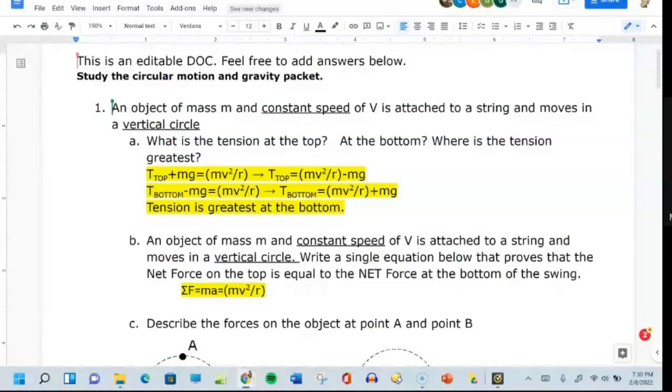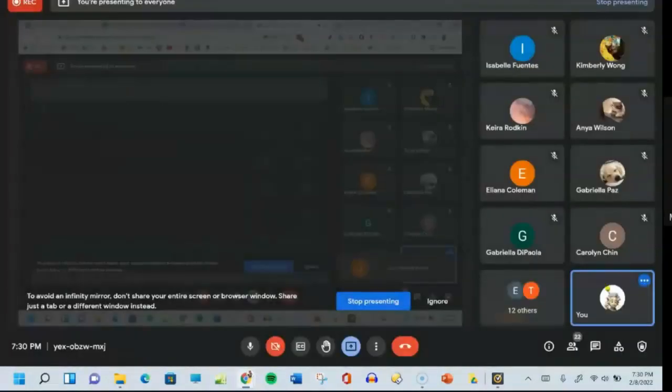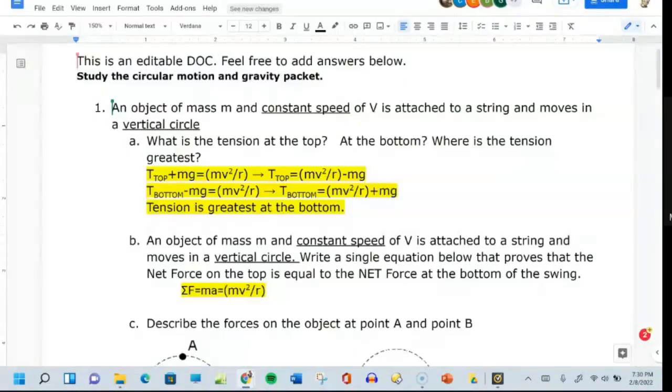When you're at the top, you've got two forces pointing to the center. That's the tension, the string's tension, and the weight, both pointing to the center. And what are those two forces equal? Well, they're the centripetal force, which is mv squared over r.